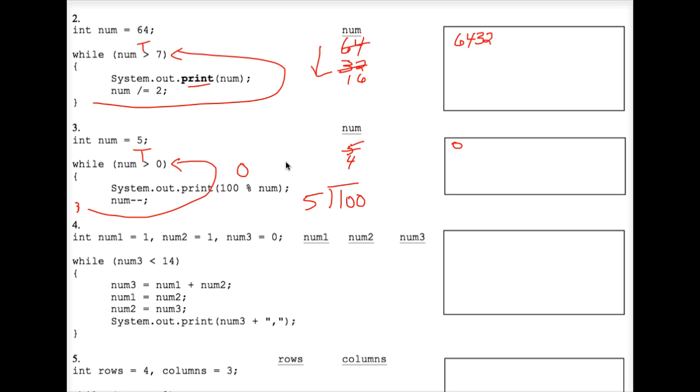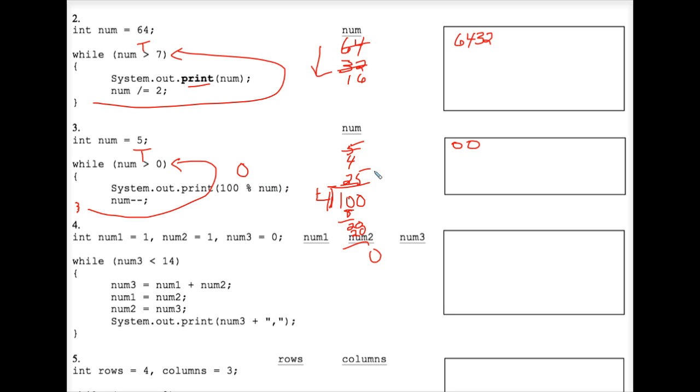This is still true. 4 is greater than 0. So we system out print whatever 100 mod num is. And num is currently 4. The remainder that you get when you divide 100 by 4, 4 goes in that 25 times evenly. Hey, we get a remainder of 0. So 0 prints out again.